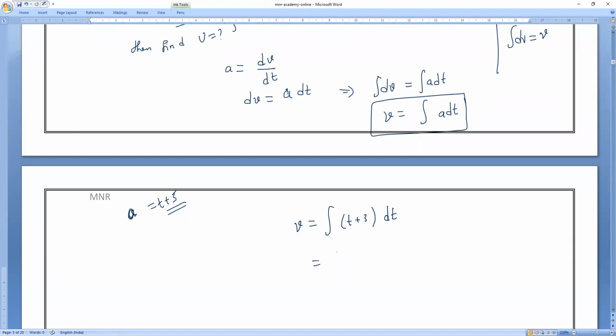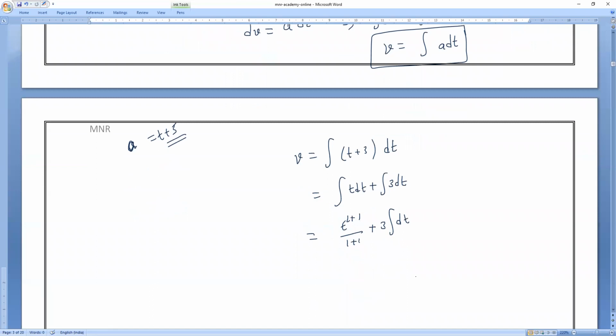Can you apply the integration and tell me, everybody, quickly? I can write this as integration of t dt plus integration of 3 dt. Integration of t dt means t square by 2. Here, 3 is constant, so I will take it out. Integration of dt is t, so 3 into t is 3t. So v is equals to t square by 2 plus 3t.